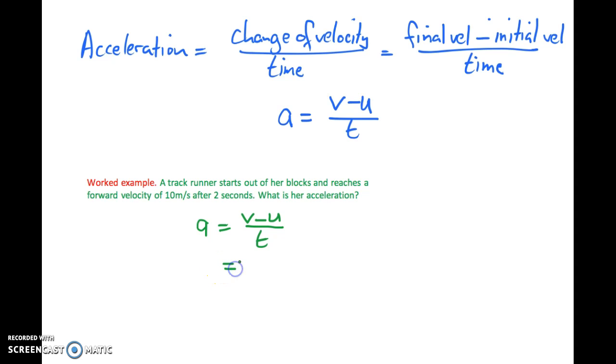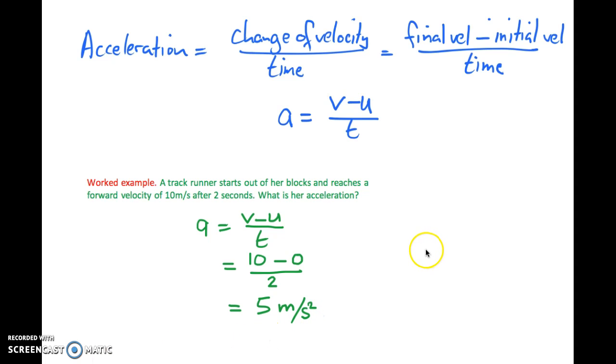And now we put in the numbers. So V is the final velocity. We have 10 meters per second, 10, and you minus the initial, where it says she starts out of her blocks, so initially she must be going at 0 meters per second, so minus 0, and she does that in 2 seconds. Okay, so basically we have 10 divided by 2 equals 5. And now we need to get the units, and for acceleration it's meters per second squared.